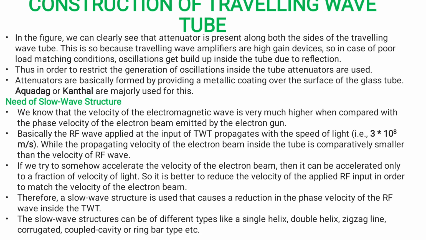So it is better to reduce the velocity of the applied RF input in order to match the velocity of the electron beam. Therefore, a slow wave structure is used that causes a reduction in the phase velocity of the RF wave inside the traveling wave tube. The slow wave structures can be of different types, like single helix, double helix, zigzag line, corrugated, coupled cavity, or ring bar type.